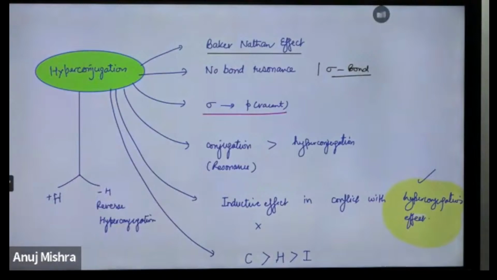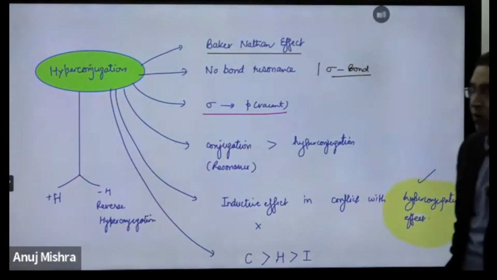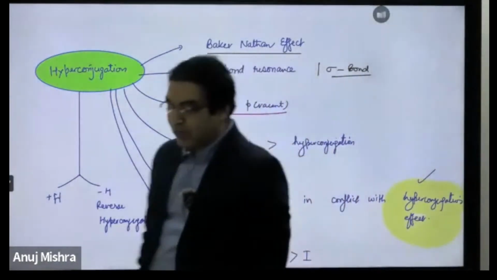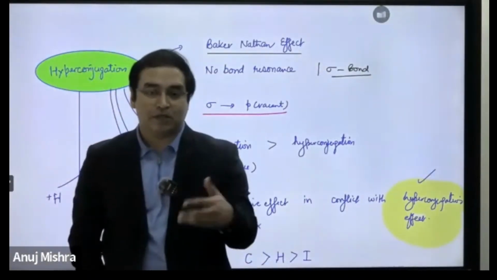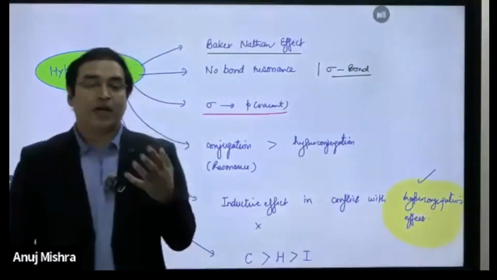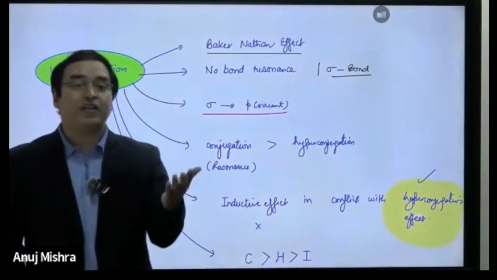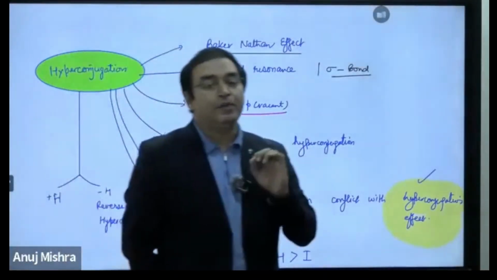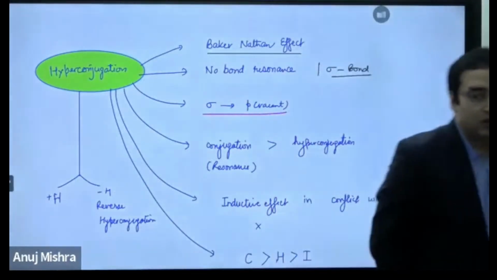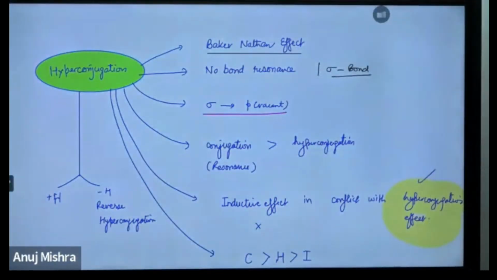You will say, sir, this is hyper, still you are saying conjugation is stronger. So don't go by the word, don't go by the English meaning of hyper. Hyper means higher, it seems so. But hyperconjugation is not superior to conjugation. This is the first common mistake with 90% students. So write the first point: conjugation is superior to hyperconjugation. That's the basic first point.